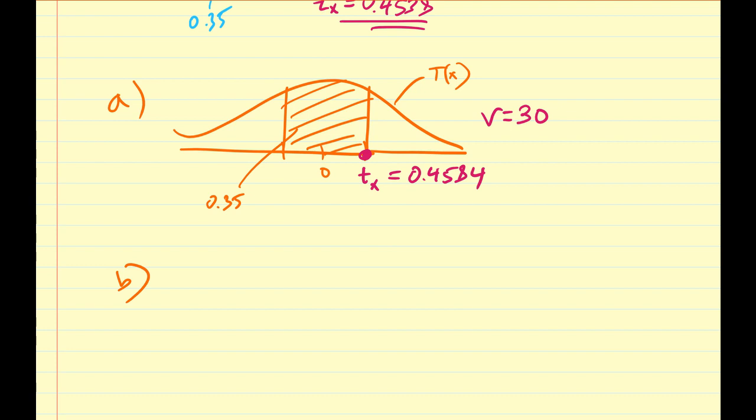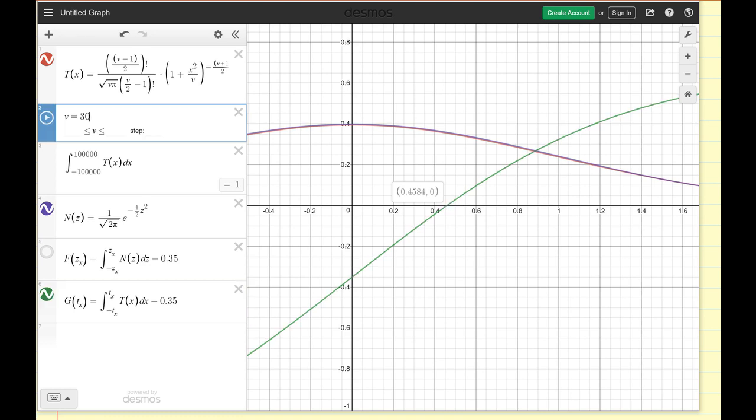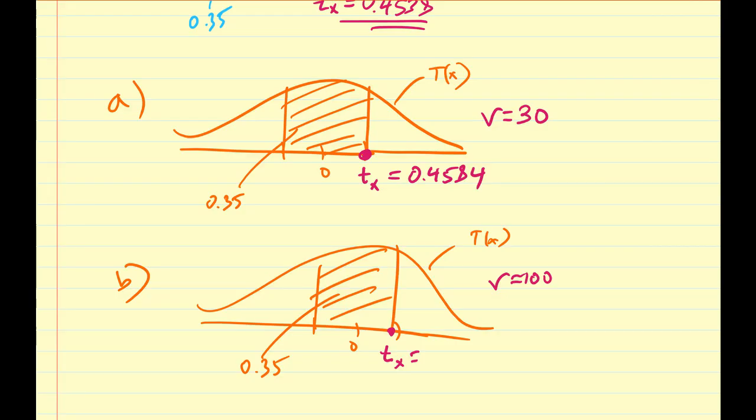And let us increase it just a tad bit. So we'll do the same exact region. So let this be 0.35. Let this be the t of x distribution. And let us assume that the degrees of freedom is equal to 100. What is going to be my corresponding t value that associates to that? So that's just a quick change of our degrees of freedom. And we get that this value here is going to be 0.4551. So we see that these values are decreasing, getting closer to this z value.